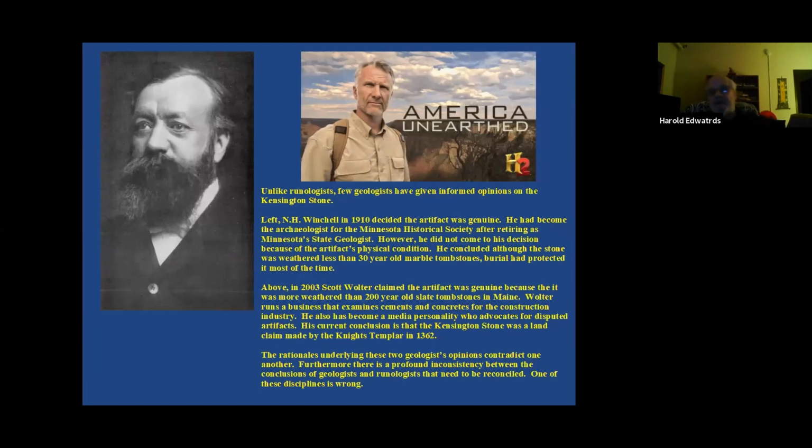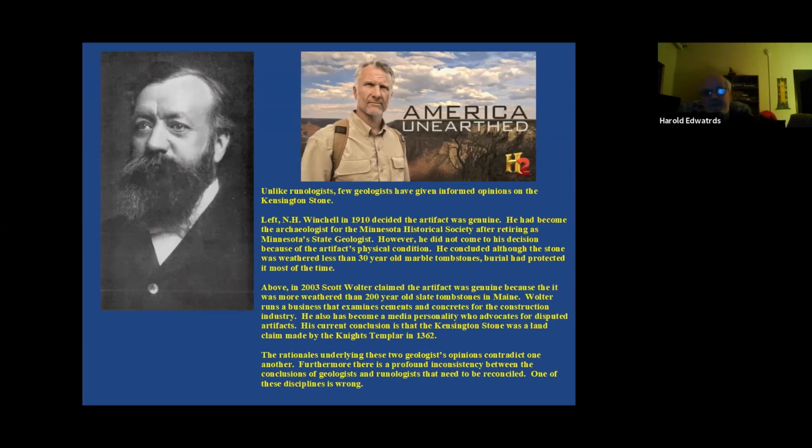Not many geologists have looked at the stone, but 2 geologists found the stone to be genuine. These were Winchell in 1910 and Scott Walter in 2003. Winchell decided the inscription was basically unweathered. He had said that the marble gravestones in New England were more weathered if they were 30 years old. But he thought that burial had protected the stone, and that accounted for its relatively unweathered condition.